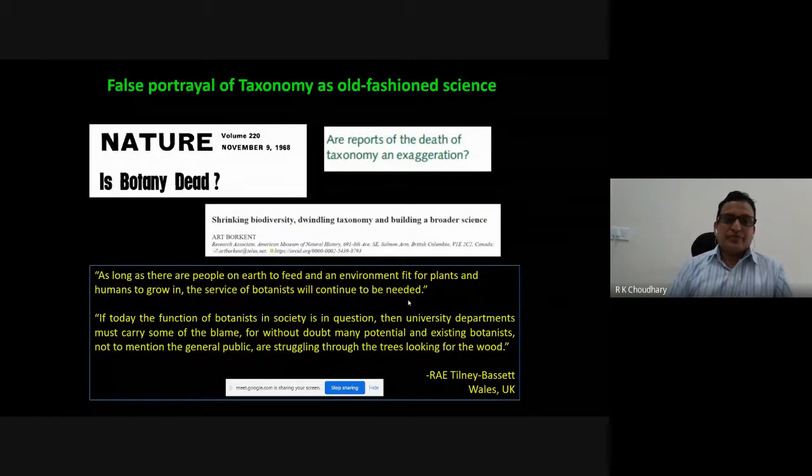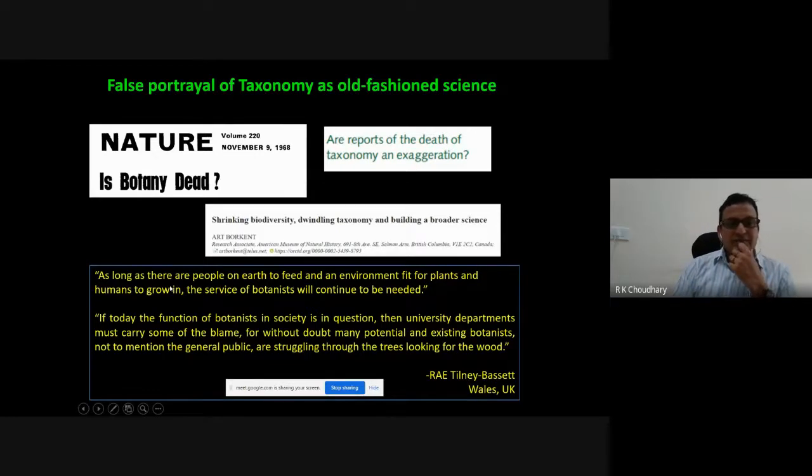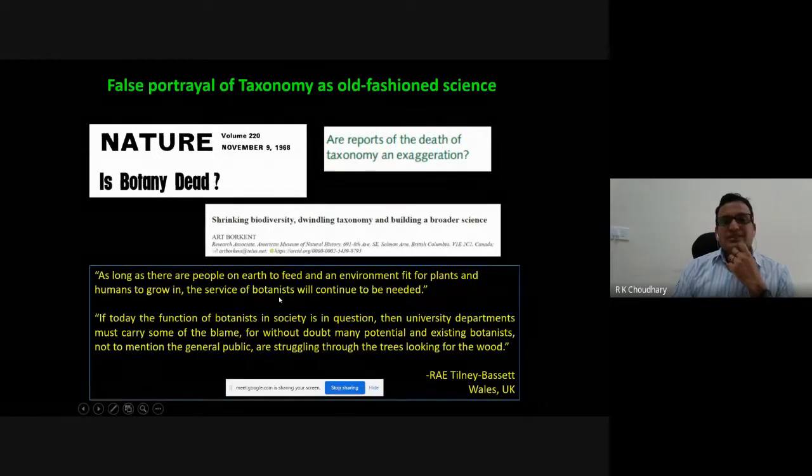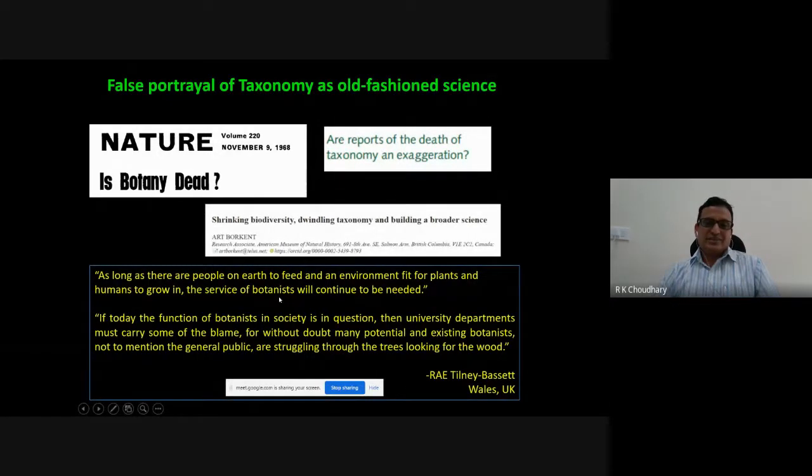There are several papers, and just try to read this. I would like to quote this sentence from Sidney Bassett from the UK. He has said, as long as there are people on Earth to feed and an environment fit for plants and humans to grow in, the service of botanists will continue to be needed.